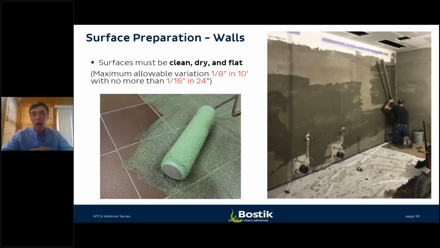In terms of wall preparation, the same really applies to walls, although obviously you can't use a self-leveling underlayment on a wall. But your surface still needs to be clean, dry, flat. So all the same elements. It needs to be free of dust, dirt, debris, and so on. The maximum allowable variation for a wall application is still the 1/8 of an inch in 10 foot, with no more than a 1/16 of an inch in 24 inches.